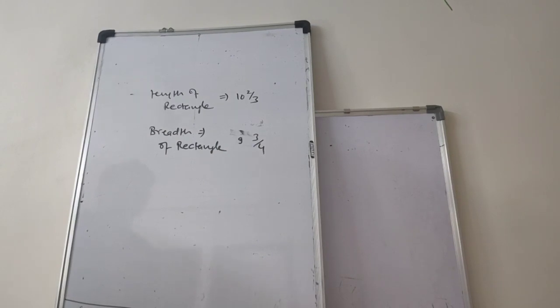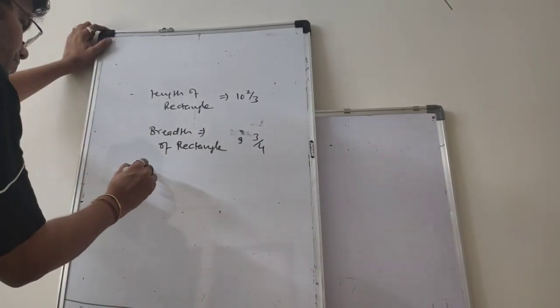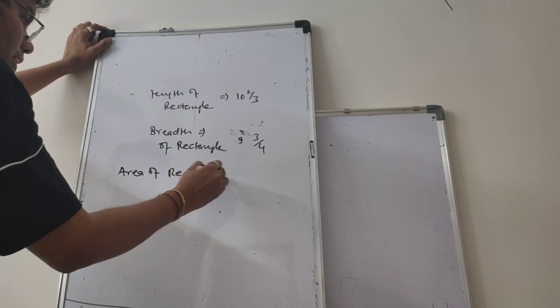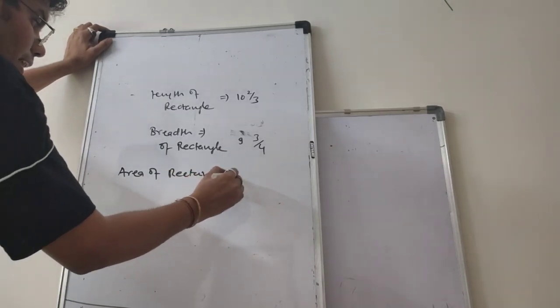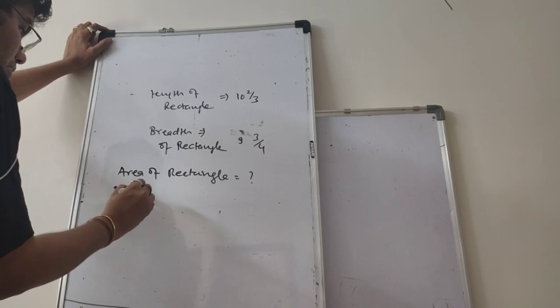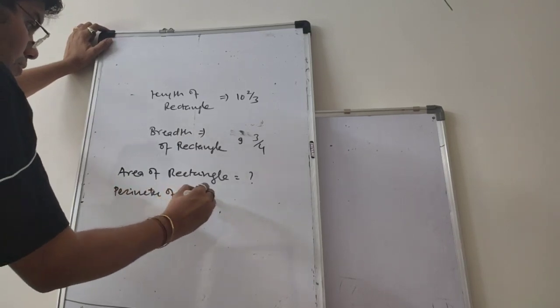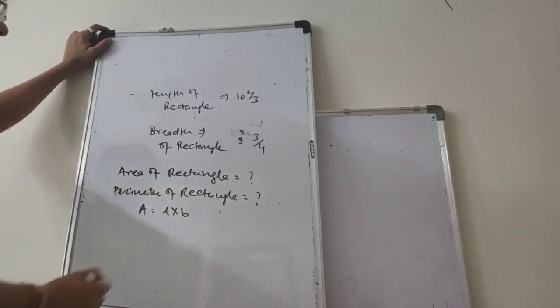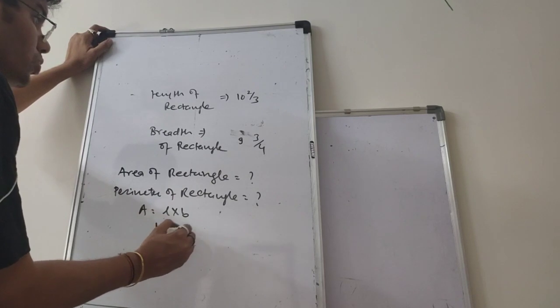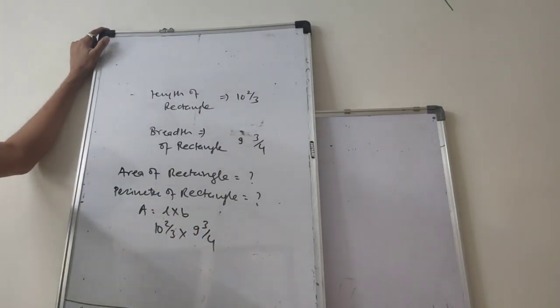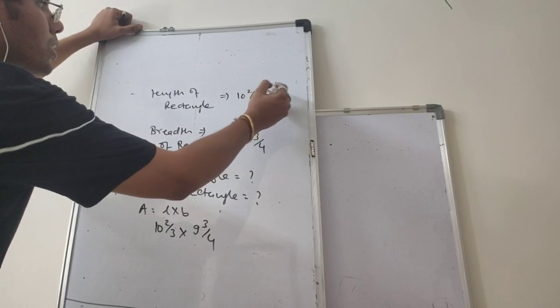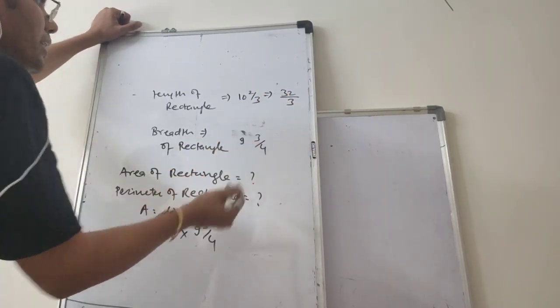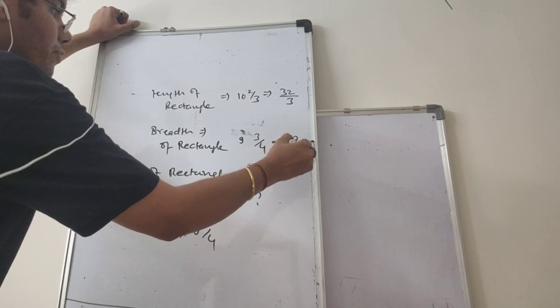Okay? So the length of the rectangle is 10 2 by 3 and the breadth of the rectangle is 9 3 by 4. So you just find the area of the rectangle as well as the perimeter of the rectangle. So area of the rectangle, as we know, is length into breadth. So that is 10 2 by 3 into 9 3 by 4. You convert these numbers into rational form, that is 32 by 3 and that is 37 by 4.